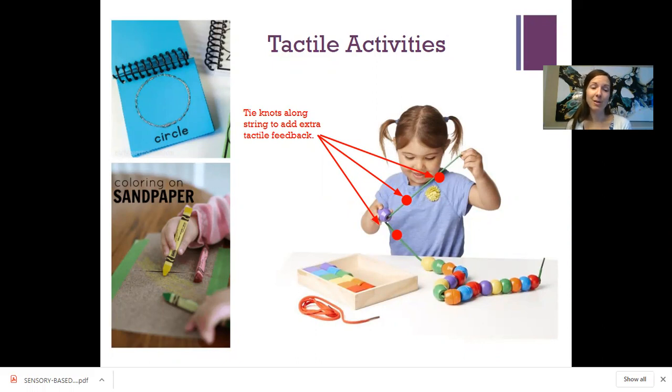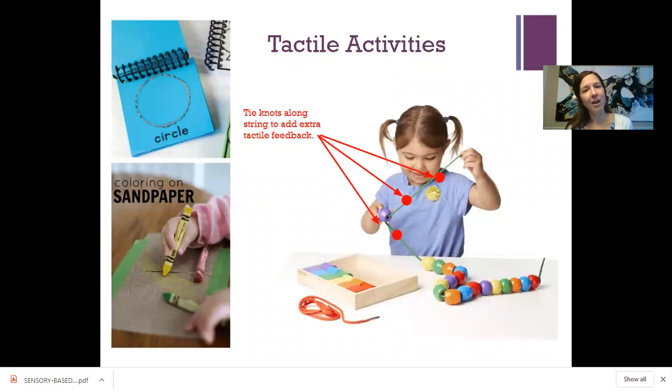Coloring on sandpaper is really good, especially for kids who aren't quite registering that tactile input very well. Sandpaper really creates a lot more drag on the crayon. It helps the brain understand, oh, I'm coloring and my hand's moving, as opposed to, for example, a whiteboard marker that's very slippery and doesn't give as much sensory feedback.